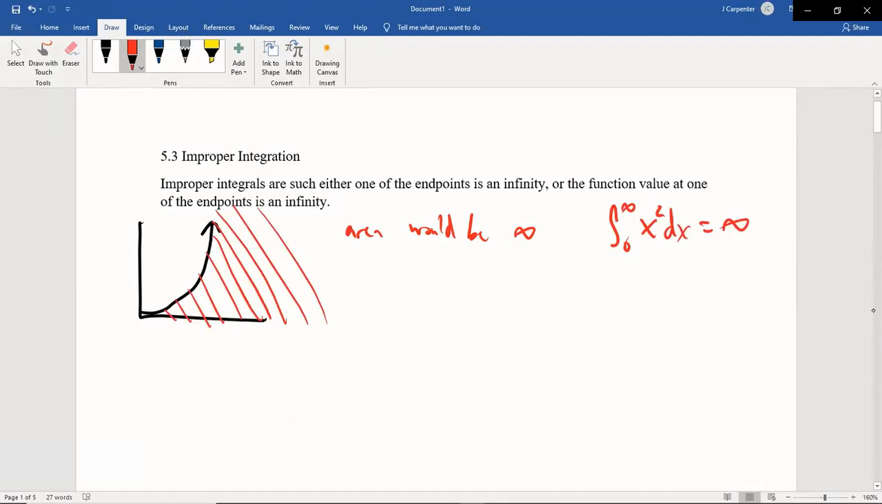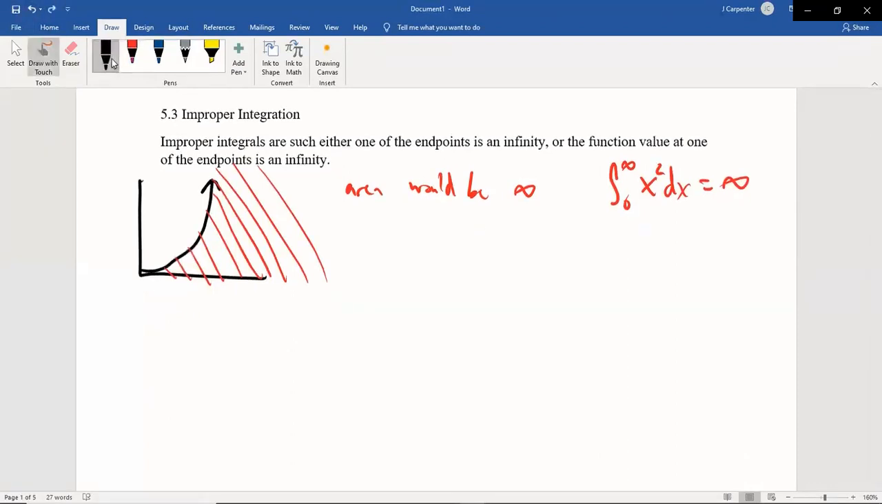It's not really logical to find that area. But what we can have happen is, what if instead of this thing growing to the right, what if it decayed? So what if our curve looked more something like this?